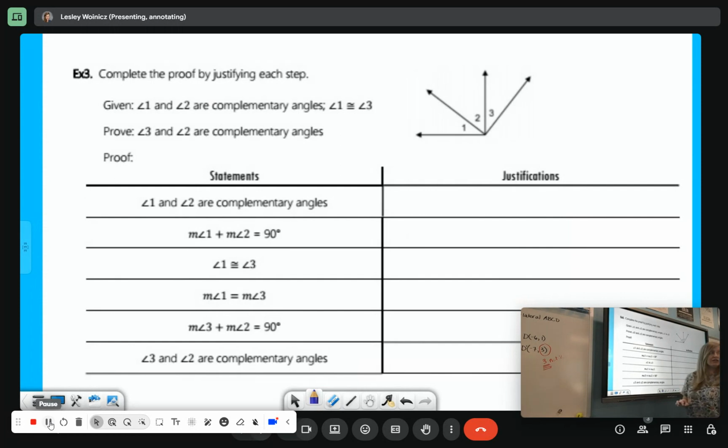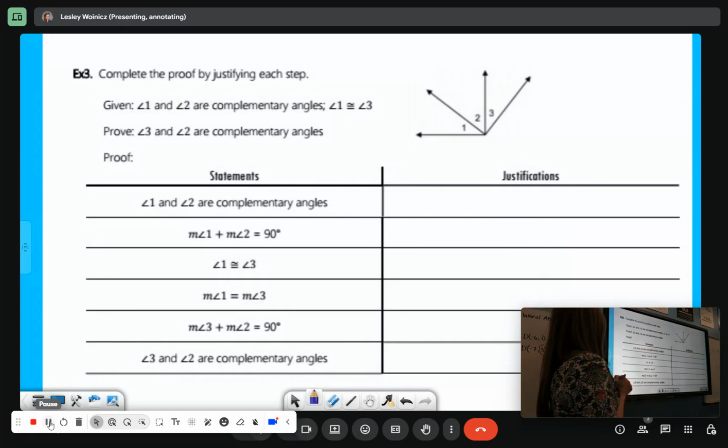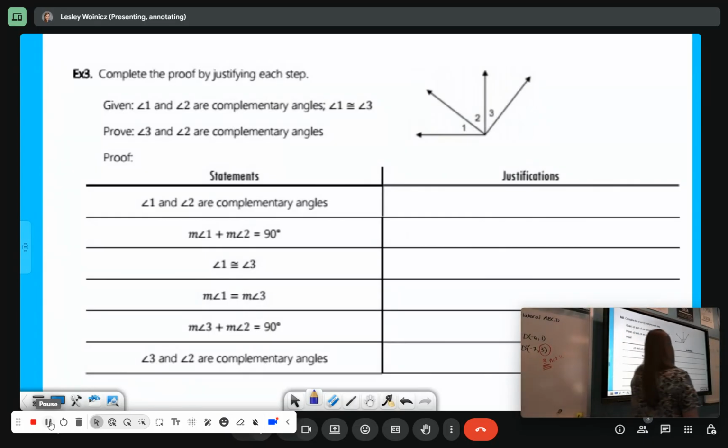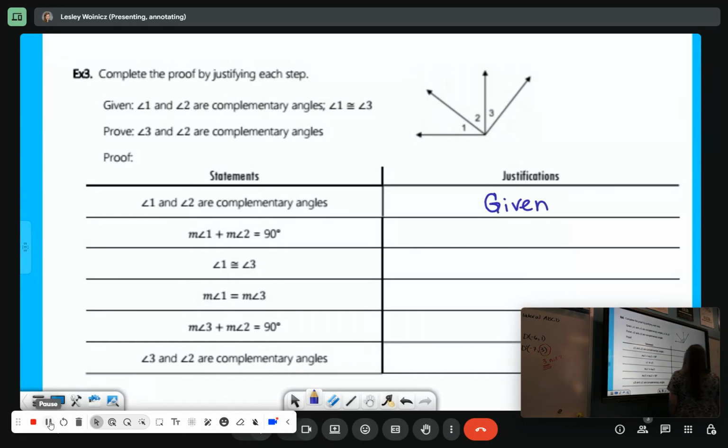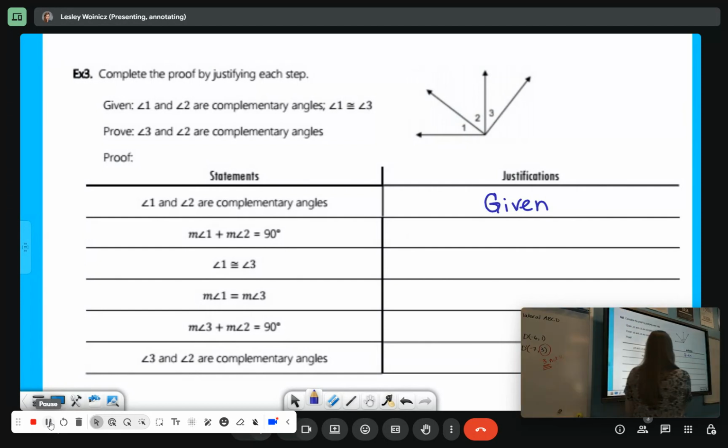All right, what's that? You wanted to do a proof? Oh, sorry. I thought I heard you say you wanted a proof. All right. How do I know that angles 1 and 2 are complementary? It's given. It's math Christmas. We got all this stuff, but now we have to do a proof. Let's keep going. Given.